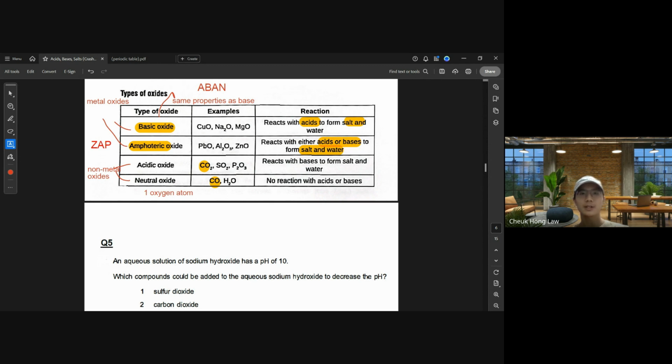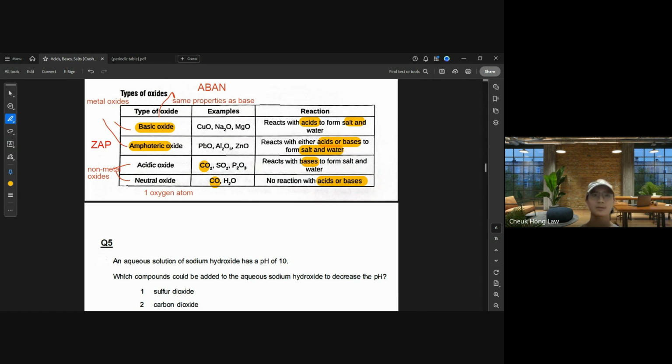Then for the reaction, same thing. Acidic oxides have the same properties as acids, so they will react with bases to form salt and water. Neutral oxides, on the other hand, have no reaction with anything. No reaction with acids, no reaction with bases.